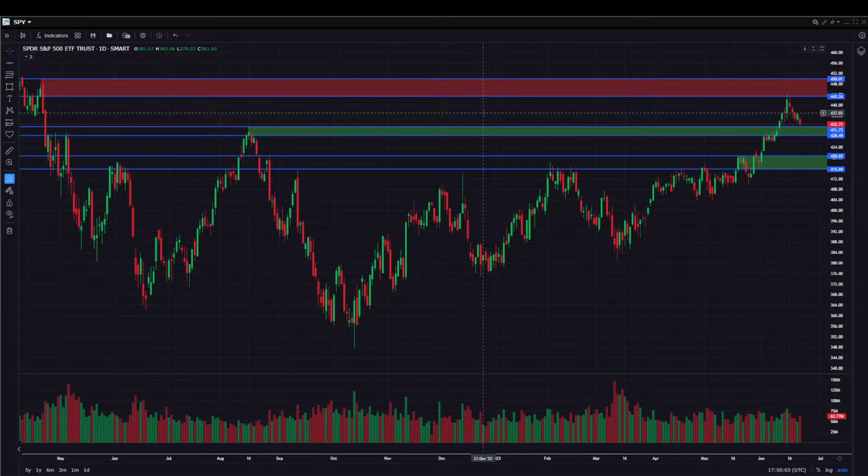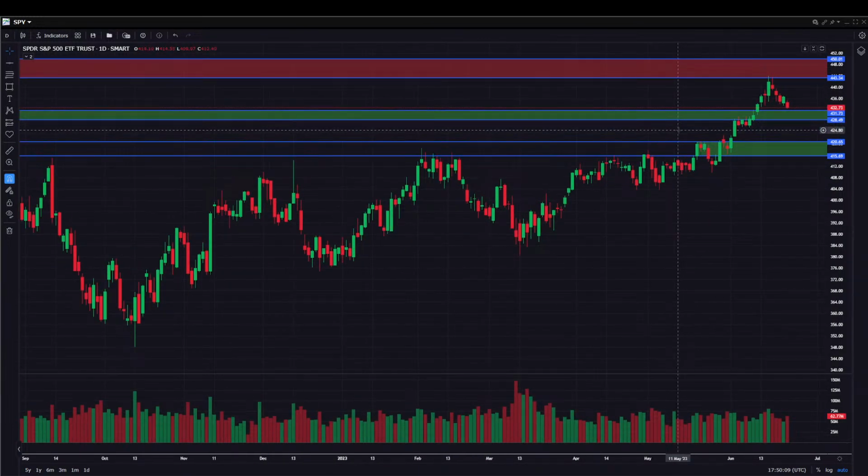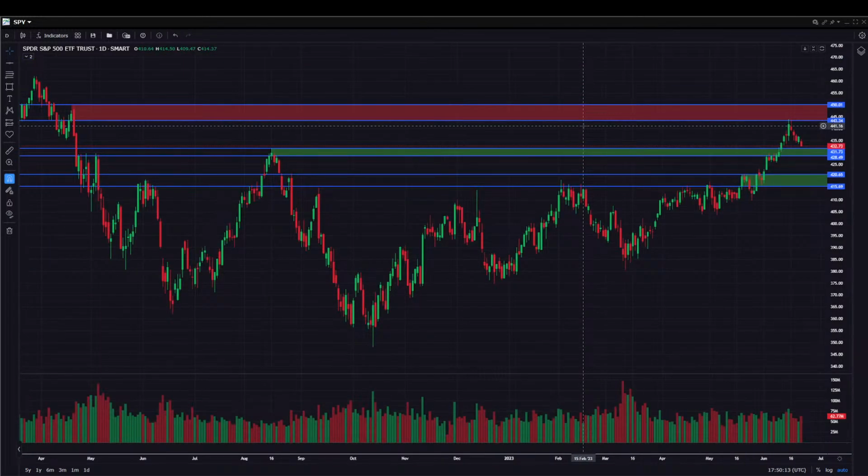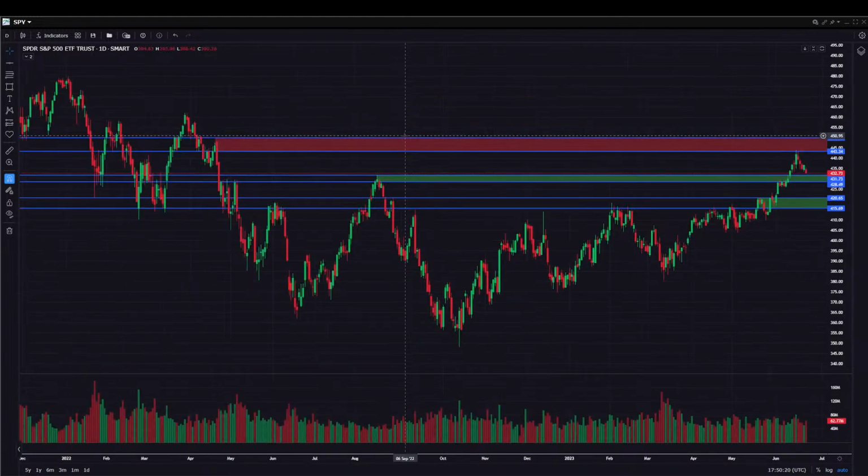Journal it. See where you would have got in, see where you would have got out. Watch the contracts, how they moved on your setups, so you know which deltas to pick. Options is not just about picking any contract and then just going. You do need to know that part of the game too.